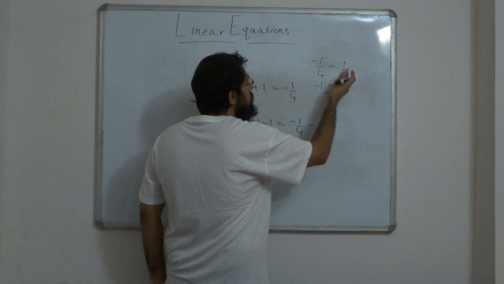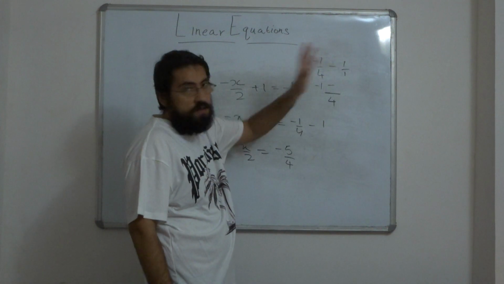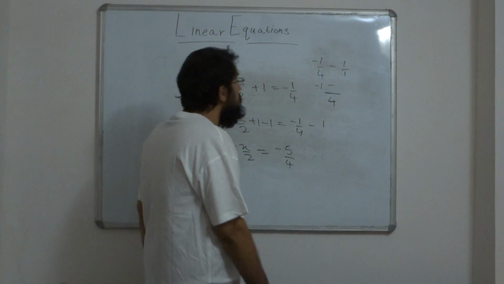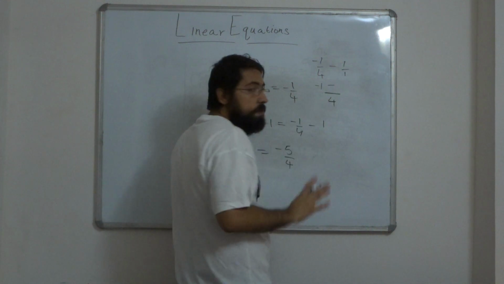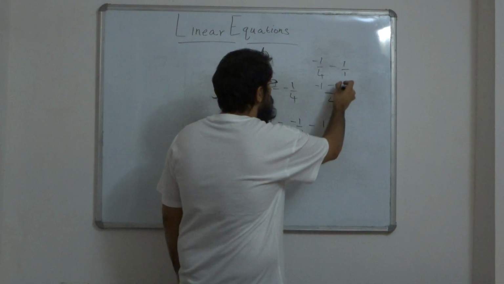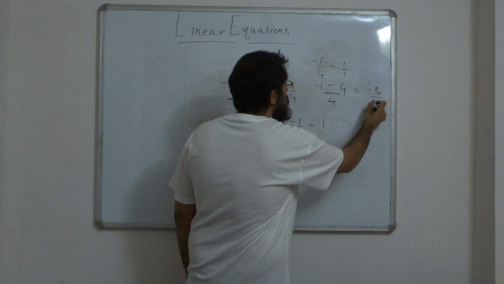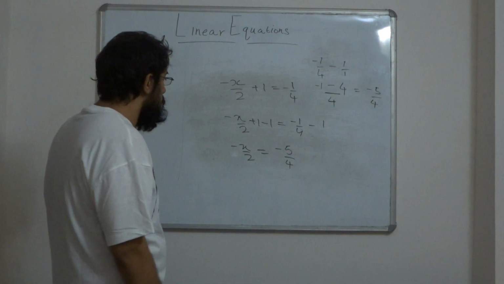Here you assume this 1 to be 1 because there's no number in the denominator. So 4 divided by 1 is 4, and then 4 multiplied by 1 is 4. Like you get here. So then you get negative 5 upon 4.